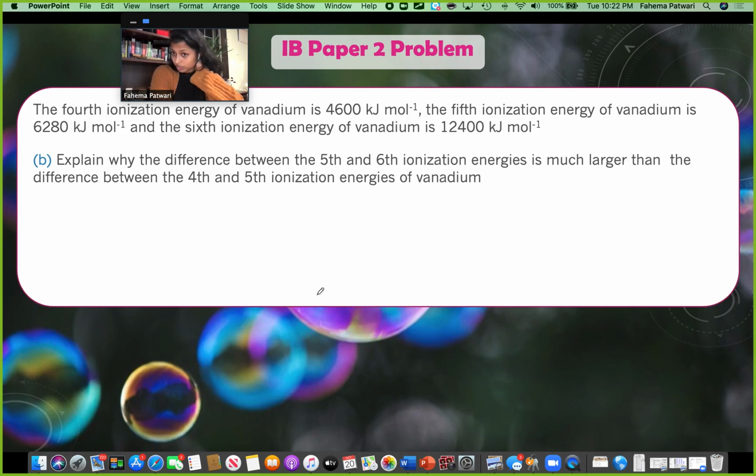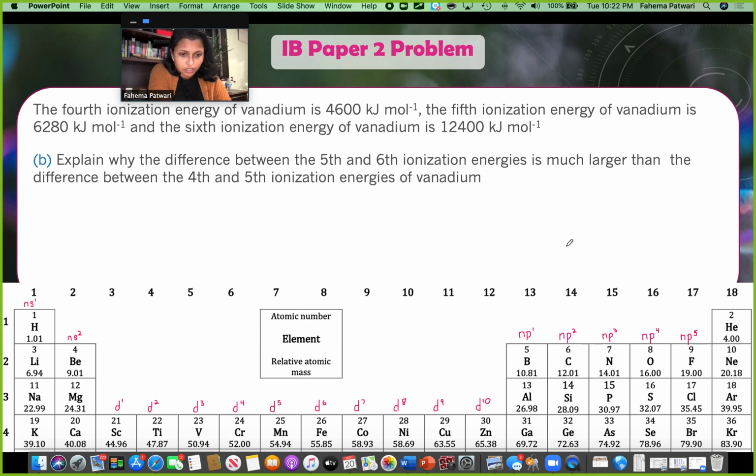All right, next question. Explain why the difference between the 5th and 6th ionization energies is much larger than the difference between the 4th and 5th ionization energies. So let me draw what I had again. Right, so this is your little axes, right? Ionization energy increases that way. Your 4th, 5th, and then your 6th is way higher, right? Because you went from 400 to 600 to double. So why is it so much bigger?